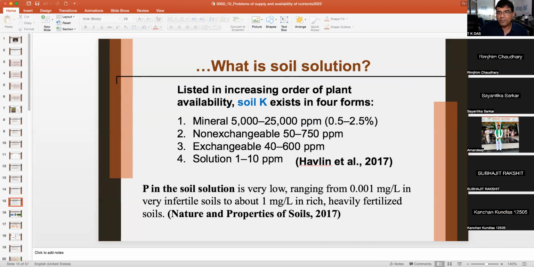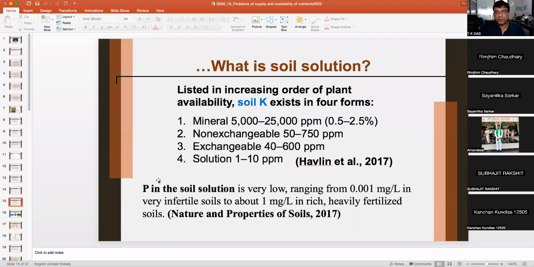It is almost in the fixed form, which is about 5,000 to 25,000 ppm, or you can say 0.5 to 2.5%. The non-exchangeable is 50 to 750 ppm. This means so many milligrams per kg. Exchangeable potassium is 40 to 600 ppm, and then solution is 1 to 10 ppm. Very small fraction of potassium is in the soil solution, which is about 1 to 10 ppm only.